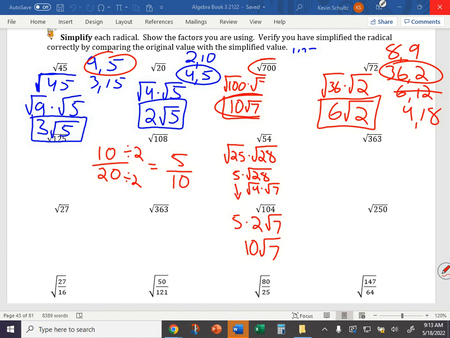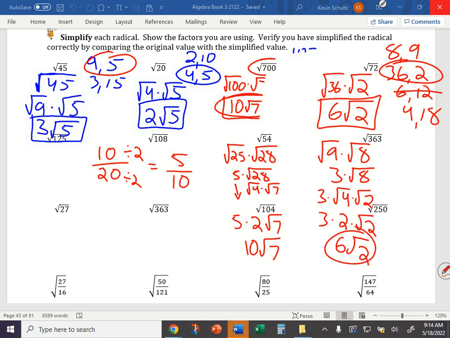So if you use 9 and 8, then you run into that situation again, where root 9 equals 3, but then you can still simplify that root 8, right? Because what's a perfect square factor that goes into 8? 4. So then it'd be 3 times root 4 times root 2. Root of 4 is 2. So then you have 3 times 2 times root 2, and you can combine that to be 6 root 2. So you still get there, but it just takes longer.